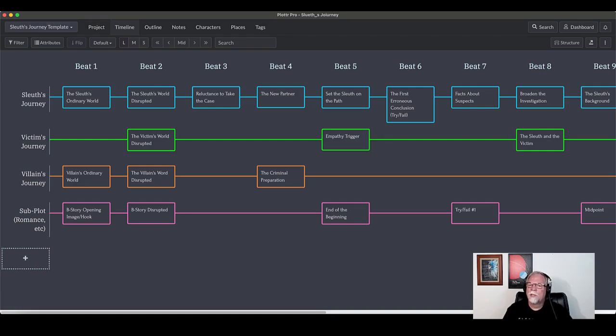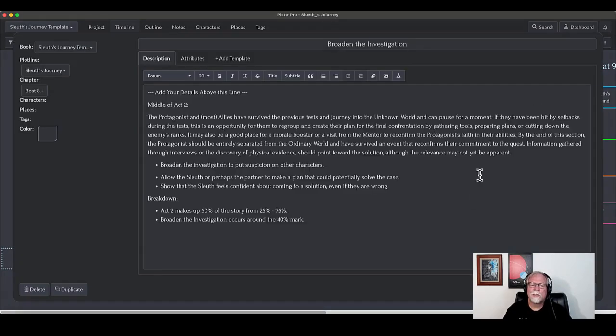Okay, so after this, we move on to beat 8 and we broaden the investigation. Now, broadening the investigation doesn't always mean adding more suspects, but it means that we look at more motives. We look at more opportunities.